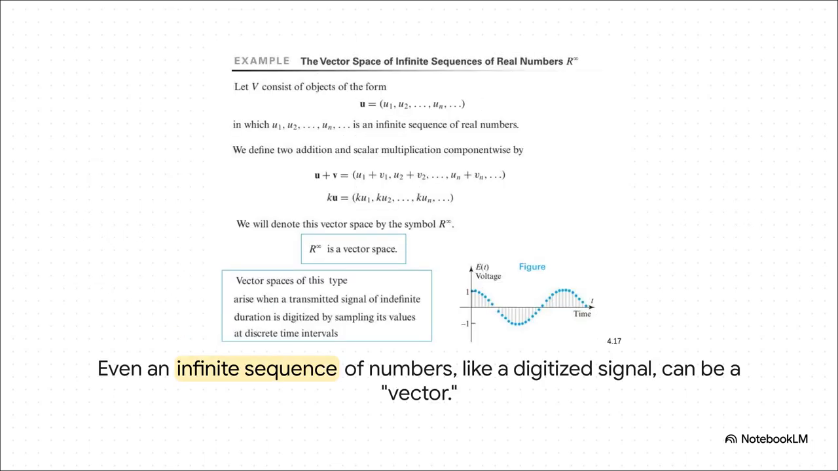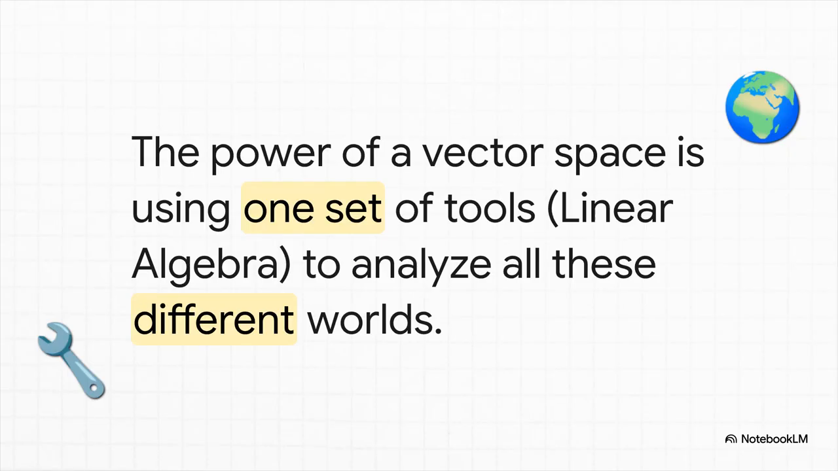Now for a really practical, real-world application, look at this. An infinite sequence of numbers. This is exactly what you get when you digitize a sound wave or a signal by sampling it at discrete moments in time. You can add two signals together, point by point. You can amplify a signal by multiplying it by a scalar. And guess what? This set of all infinite sequences also forms a vector space. And that's the crucial point. This is why we do this.